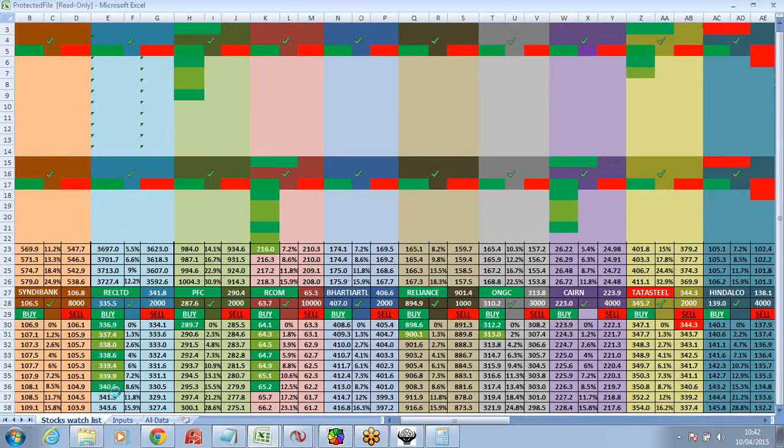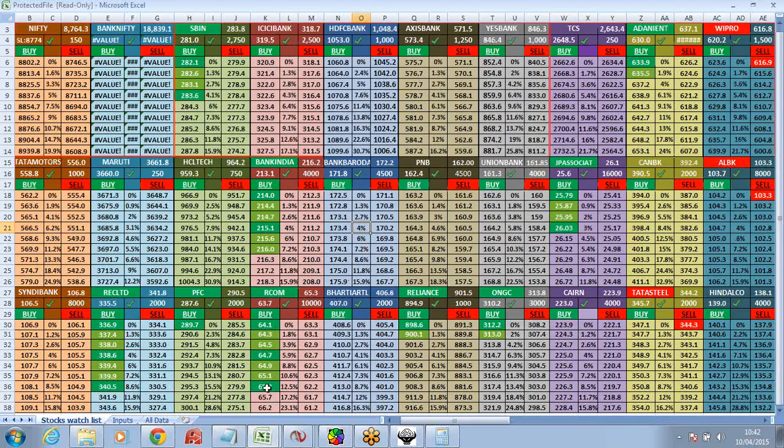So REC has done its final target. RCOM, we had a sell call and now it is a buy call.